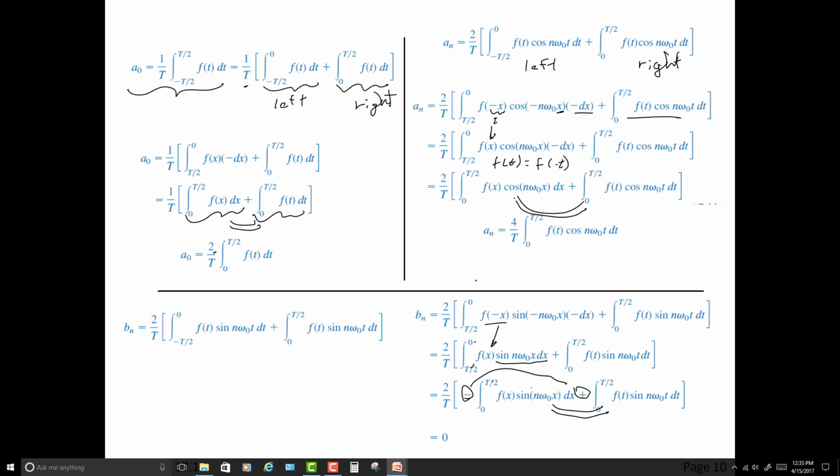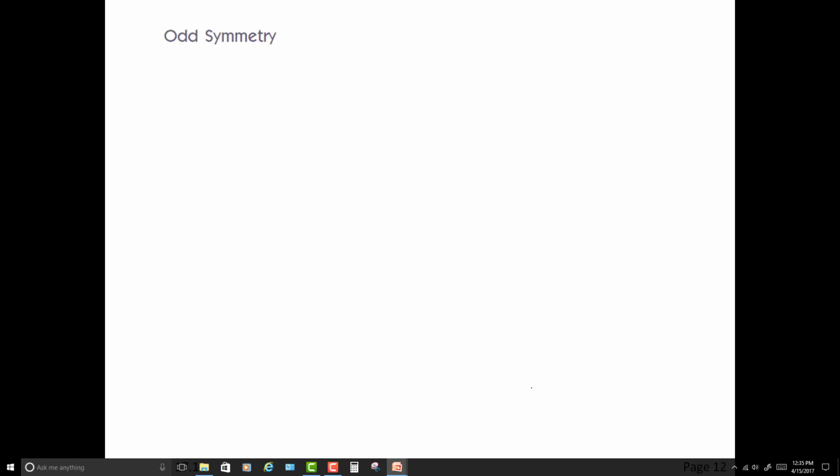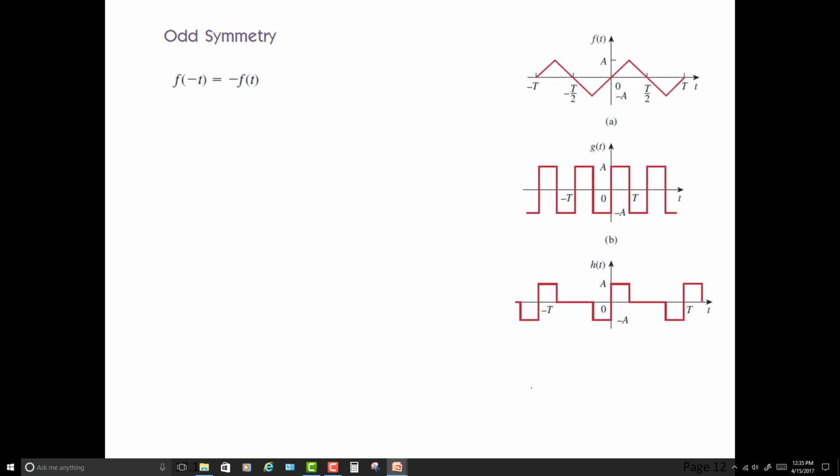But again, go back and look at the pictures and recognize, ooh, that triangular wave centered around 0 feels a lot like a sine, a lot like a cosine. And indeed, that's how it's going to be. Odd symmetry. We can move a little faster now. Odd symmetry is like this.